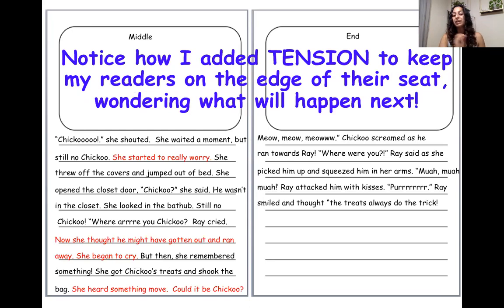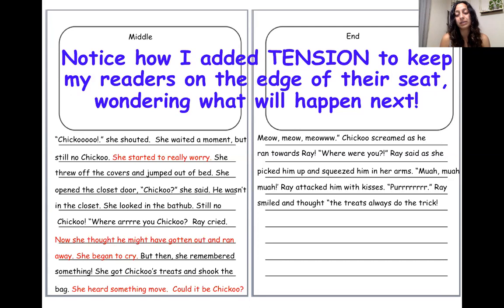So now I'm going to read this part that I added some sentences to. You can see that I added a few sentences in red to create tension in my story. Notice how I added tension to help my readers be on the edge of their seats, wondering what will happen next. Here I go.